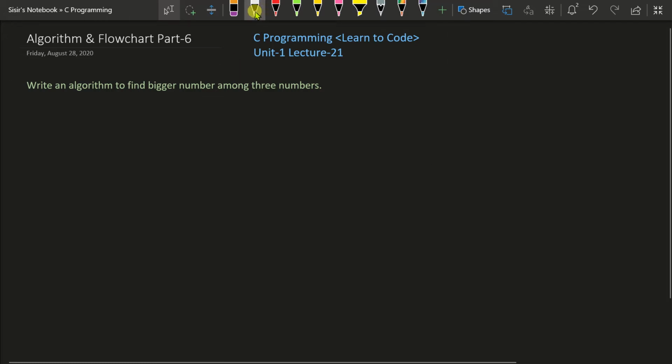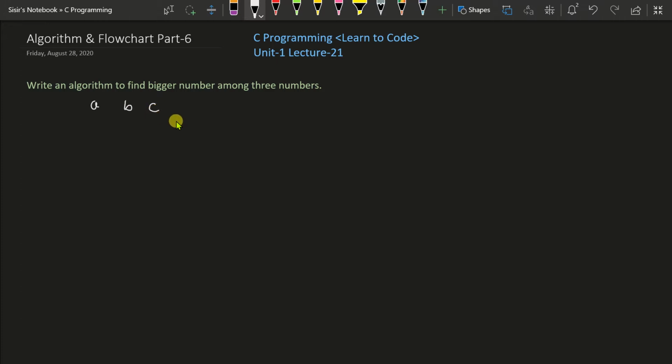So let's begin. Suppose you are given three numbers. First of all, let us understand the problem. After analyzing, we will decide what the inputs to our algorithm are, then we will write the algorithm. So let's say we are given three numbers. Obviously, if you want to find the bigger number among three numbers, then you require three numbers to decide on. So let's say the three numbers are A, B, C.